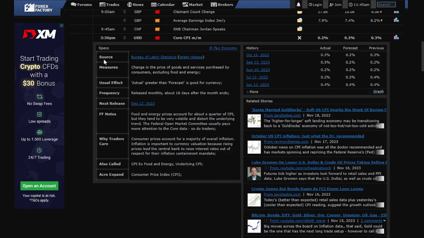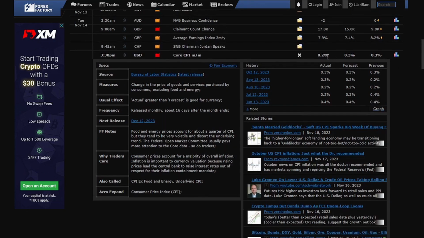Now let me just go through in details. As you can see here, the source of the news release is the Bureau of Labor Statistics. It measures change in the price of goods and services purchased by consumers, excluding food and energy. Usual effect: actual greater than forecast is good for currency. Let me go into details now, as you can see here.